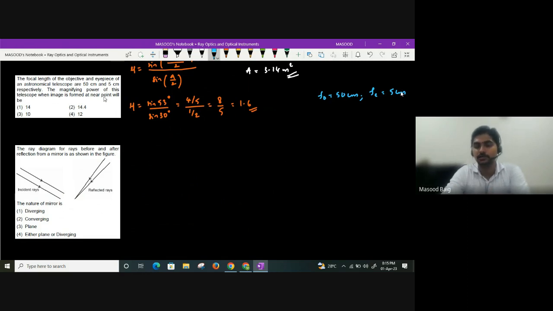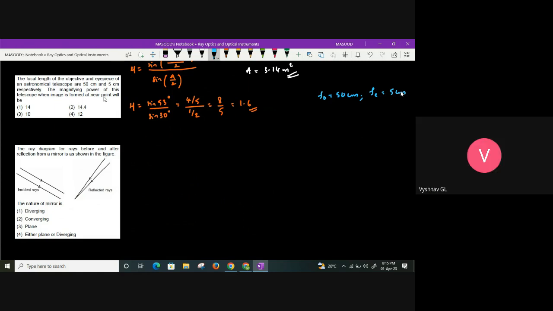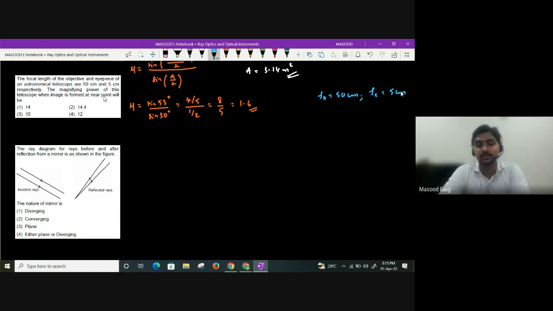The magnifying power of this telescope when image is formed at near point. What is near point? 25 centimeters, least distance of distinct vision. When will the image form at least distance of distinct vision? When will it form? Which eye condition, guys? Strained eye condition. Stress or strain, they are different. In strained eye condition, what is our magnification, beta?